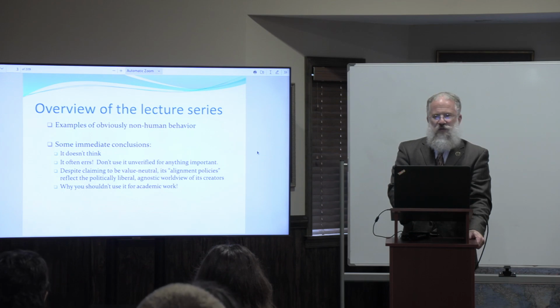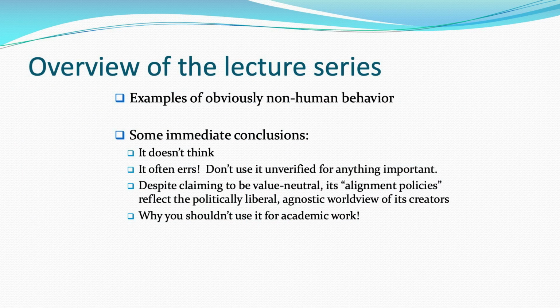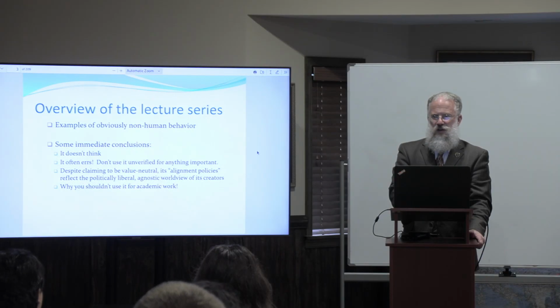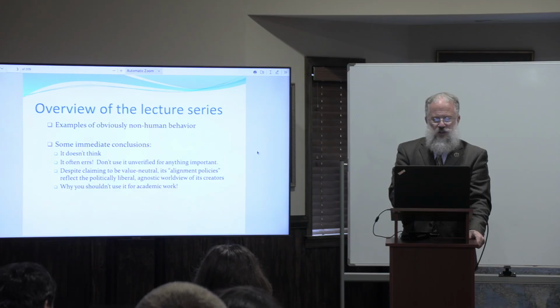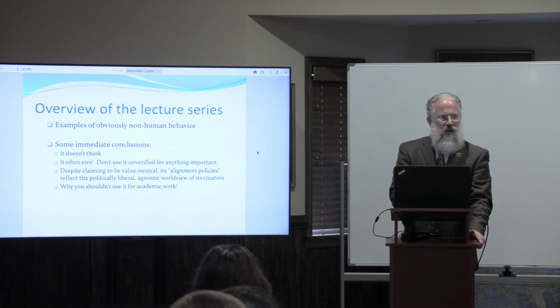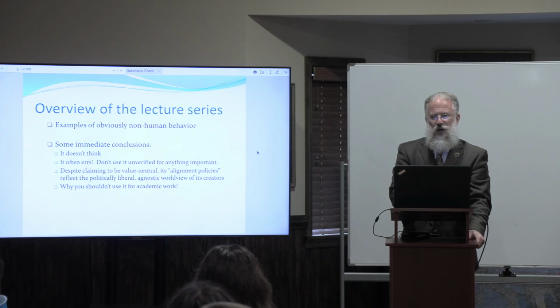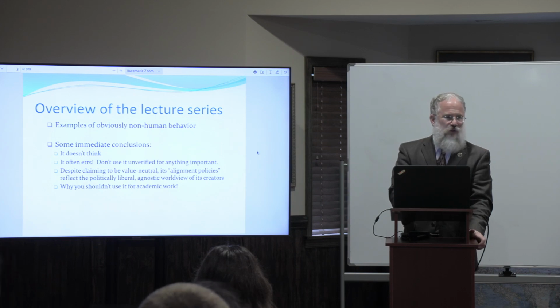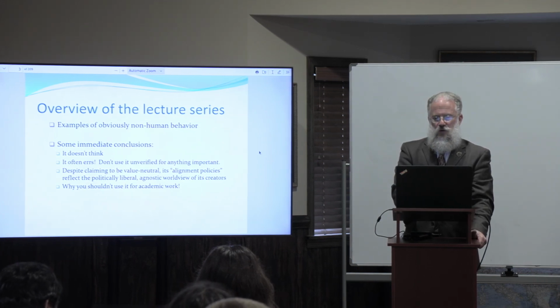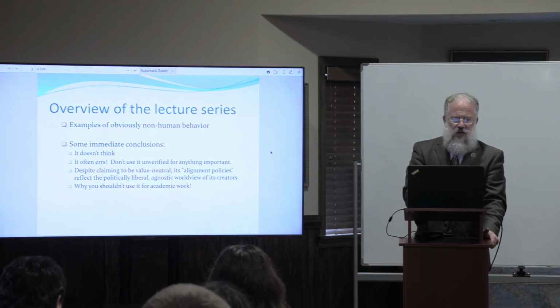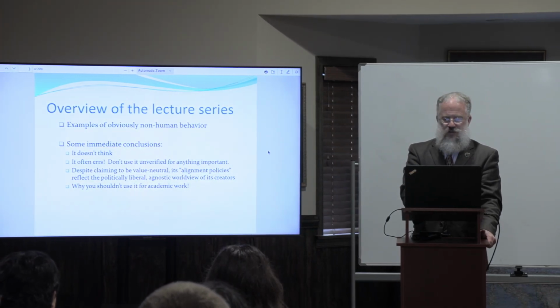We'll look at some examples of some obviously non-human behavior where it's doing things that are failures of such a basic level that it helps to dispel the illusion that it's actually intelligent, sentient, in the way that a human being actually thinks. And then we'll draw out some conclusions, like I just mentioned, that it doesn't think, it often errs. You have to use it very carefully and verify it if you're ever using it for anything important. And despite claiming to you expressly when you ask it that it's sort of value neutral, its alignment policies typically reflect the politically left-wing, agnostic worldview of its creators.